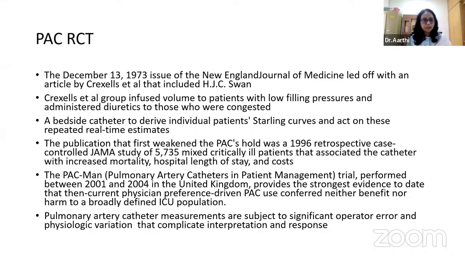The publication that first weakened the PAC was in 1996, where a JAMA study of 5,735 critically ill patients reported increased mortality, increased length of stay and increased cost associated with PACs. And finally, the myth was broken with the PAC-Man trial, that is the Pulmonary Artery Catheters in patient Management trial, conducted between 2001 and 2004, which provides the strongest evidence and states that PACs neither benefit nor harm patients in broadly defined ICU populations. Pulmonary artery catheter measurements are subject to significant operator errors and physiological variations that complicate interpretation and response.